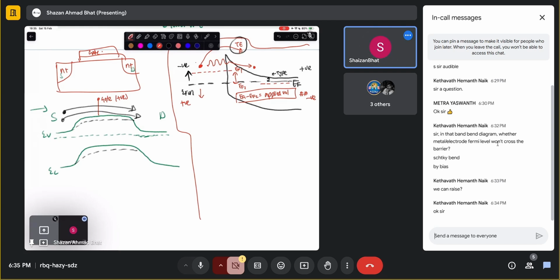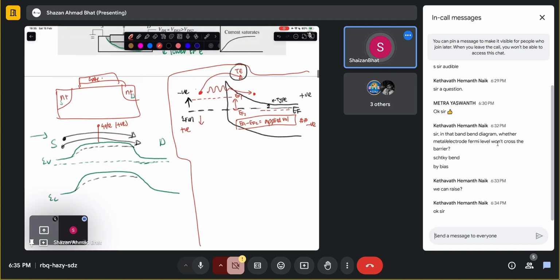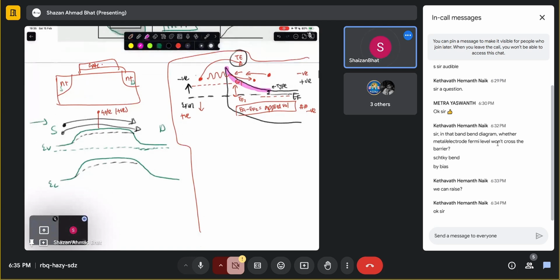So that is mostly how the conduction takes place. If you have an electron here and you have applied negative voltage here, the electron cannot go through this. This is a huge barrier for the electron. But for the holes, it's not a barrier. That means if you have a hole here, the hole can go through this.